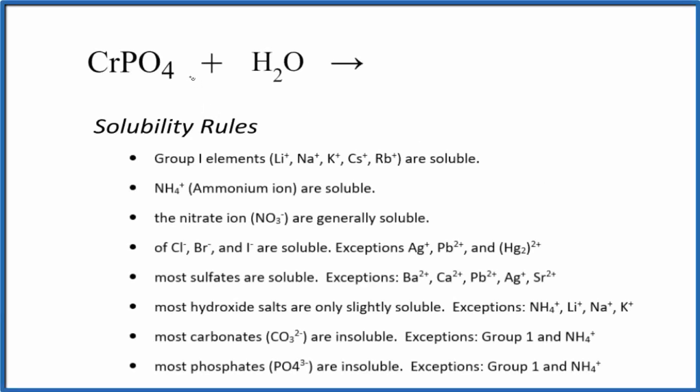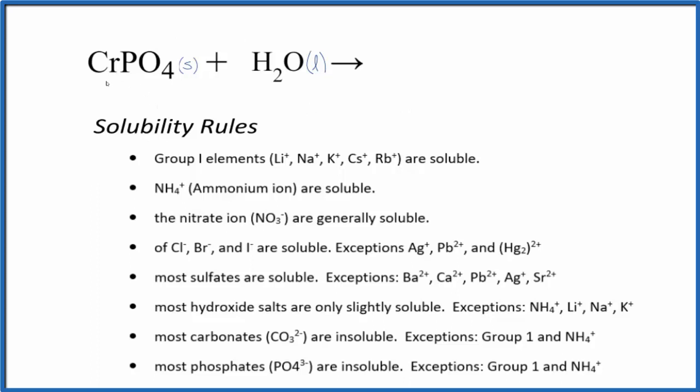In this video, we'll look at the equation for CrPO4 plus H2O. This is chromium 3 phosphate plus water. So we're going to take our solid chromium 3 phosphate, let's put a little (s) after that, and we're going to add that to liquid water. And we want to know what the equation will be.